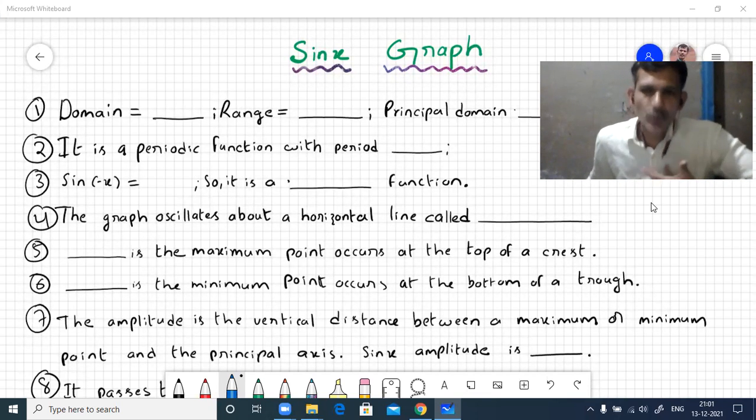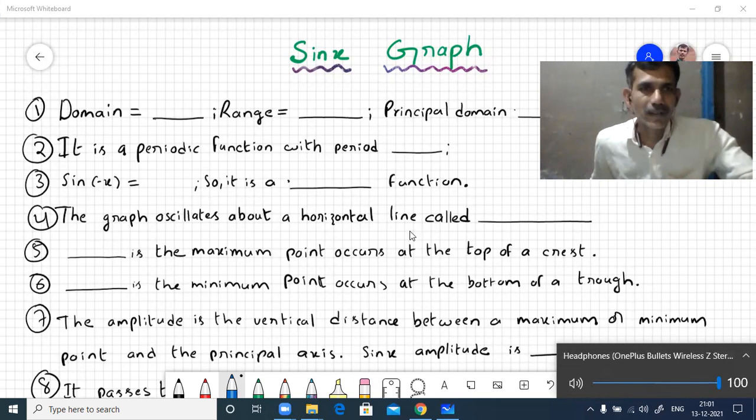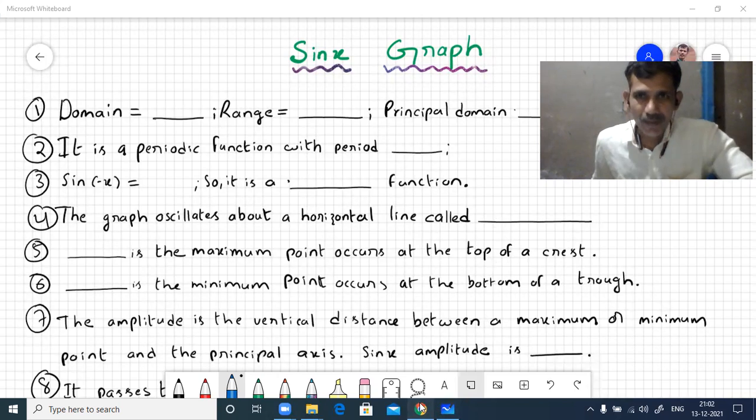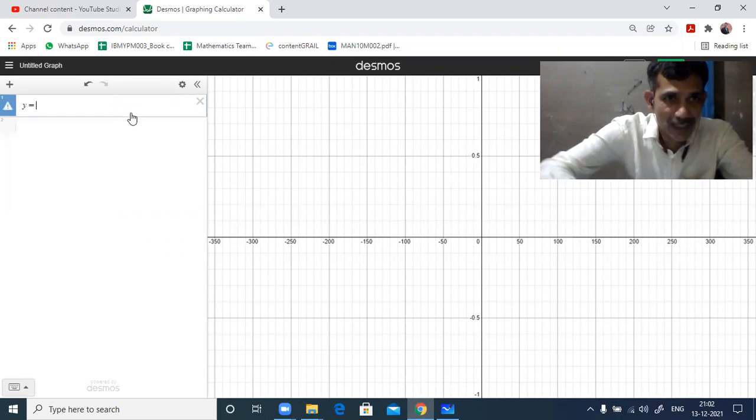Namaste, welcome to all. Today we'll discuss trigonometric function sine graphs. First we'll talk about domain, range and principal domain. We'll use the Desmos graphical calculator for presentation.